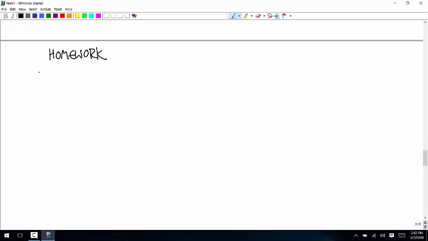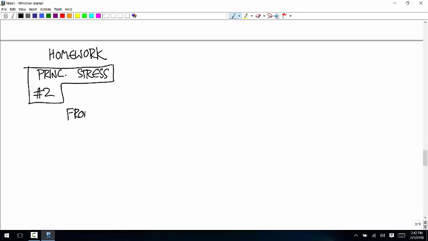So this is principal stresses, number 2. You use the tensile test in number 1 to calculate E and Poisson's ratio. So from number 1, you get E and Poisson's ratio. Do you happen to know what those are?